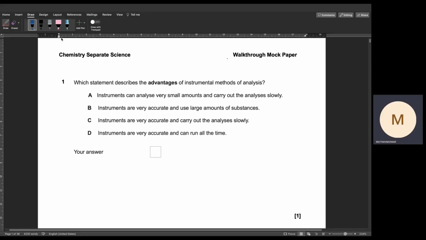Hi 11s. In this video, I'm going to be walking through a couple of questions that we've put together for OCR Chemistry Separate Science. So we'll start with the multiple choice section.